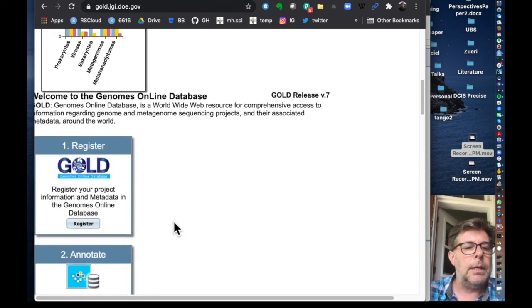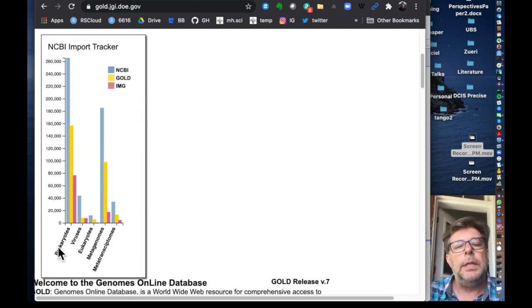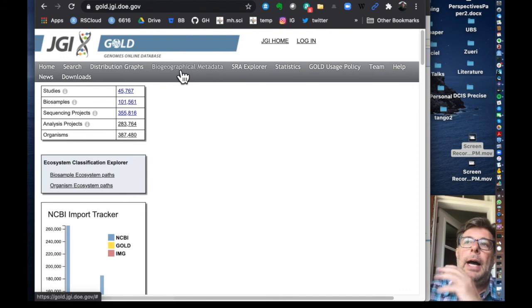Now, here you see you can upload your data, and then you can annotate it with the microbial pipelines. We'll look at that a little bit later in the context of specific data sets. But the third thing that's interesting about IMG is that you have access to everybody else's studies once they make them public in a really nice way.